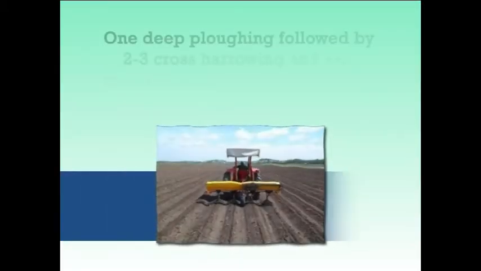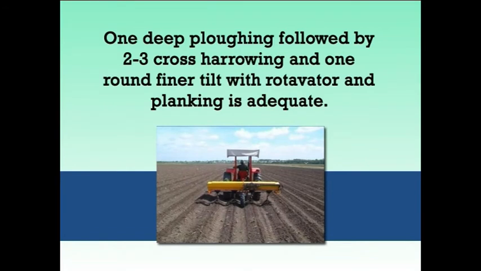Let's have a look at the cultural practices of this crop. The first one is land preparation. As rapeseed and mustard is a small-seeded crop, the field should be well prepared for uniform germination. It requires a fine seed bed. There should be no clods or weeds at sowing time. One deep ploughing followed by 2 to 3 cross harrowings and 1 round of final tillage with a rotavator and planking is adequate.